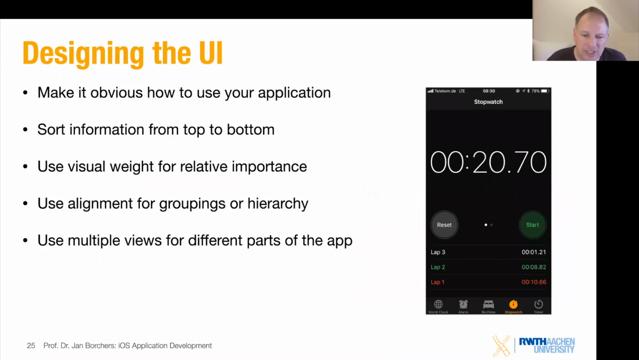So when you design your application, you've got to make it really obvious how it's used, because as we just learned, there is very little room for on-screen help. We typically sort information from top to bottom. Here we can see the example from a stopwatch again. The most important thing is the current time that's been passed, and then the buttons to stop and start the watch and maybe reset it.